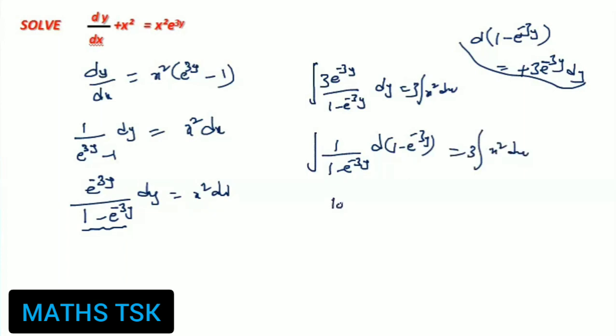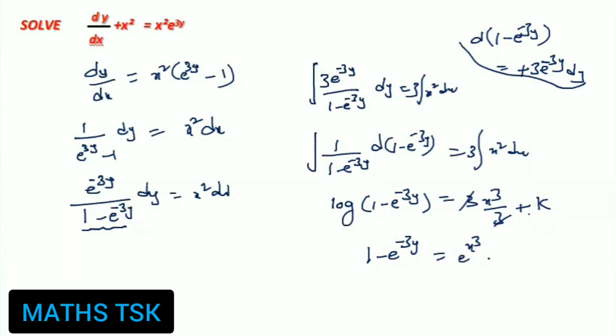Now, if you integrate, this becomes log of (1 minus e power minus 3y) is equal to 3 into x cubed by 3 plus c. Okay, 3 gets cancelled. So that's the value of this. You can change it to some other form like this. 1 minus e power minus 3y is equal to, when you eliminate the logarithm, e power x cube into e power k. This e power k, if you consider this as c here, this becomes e power c. This e power c can be written as k. So 1 minus e power minus 3y is equal to k into e power x cube.